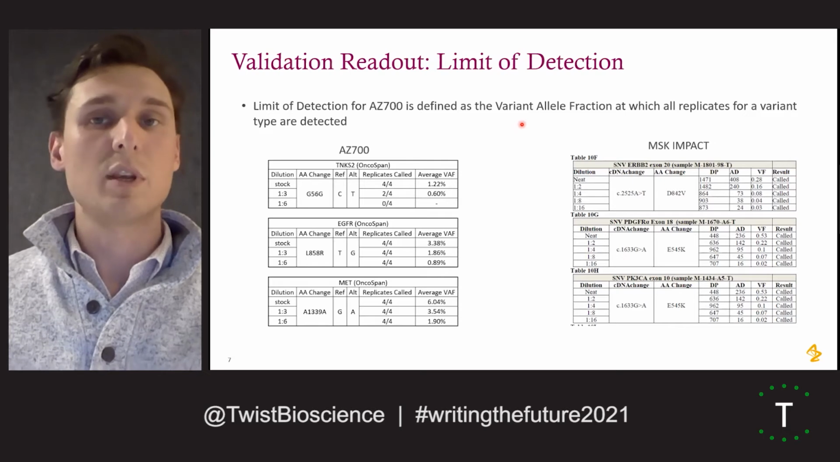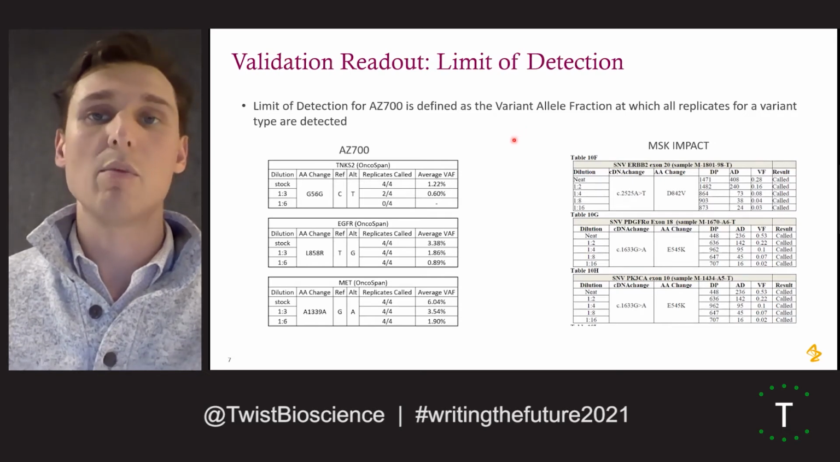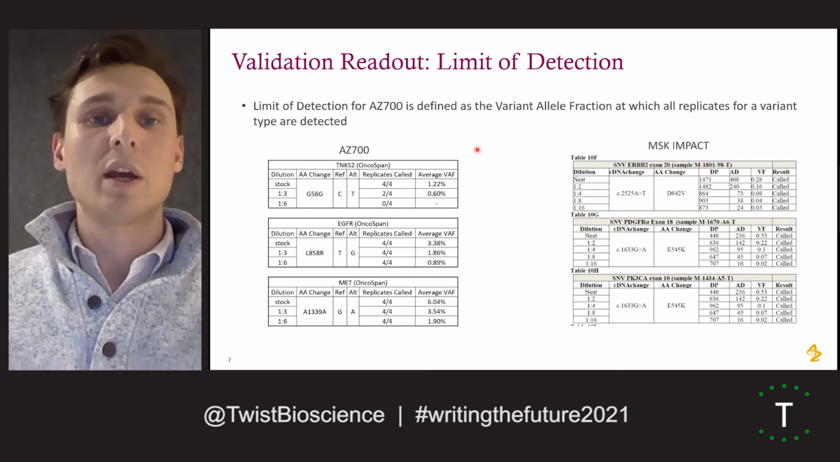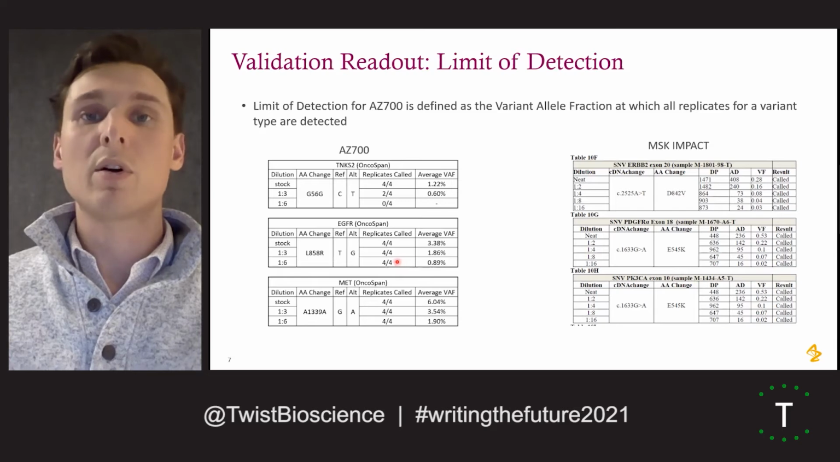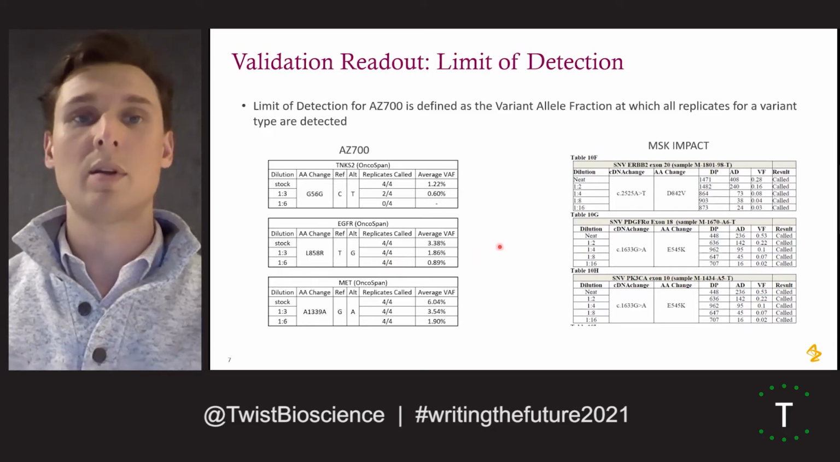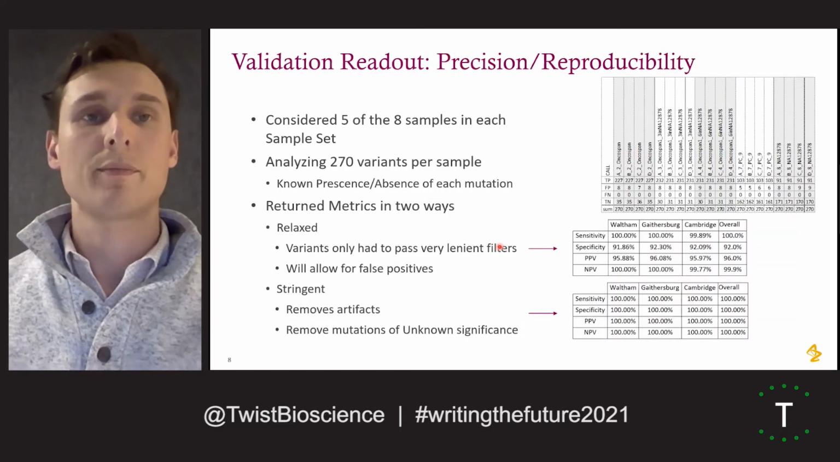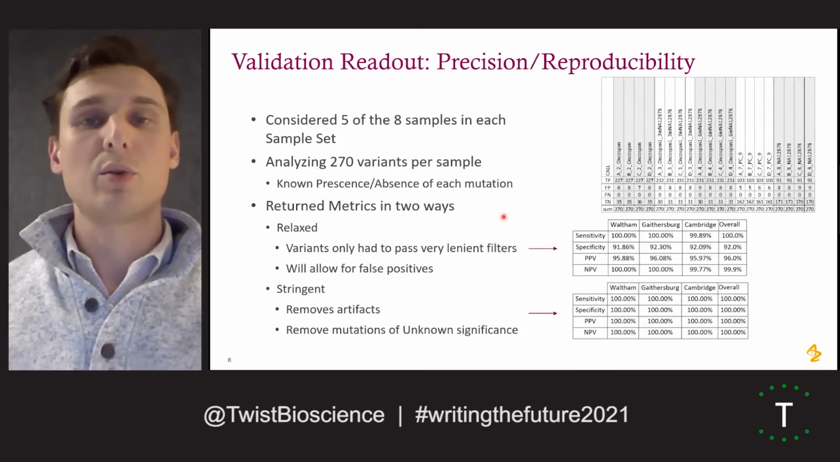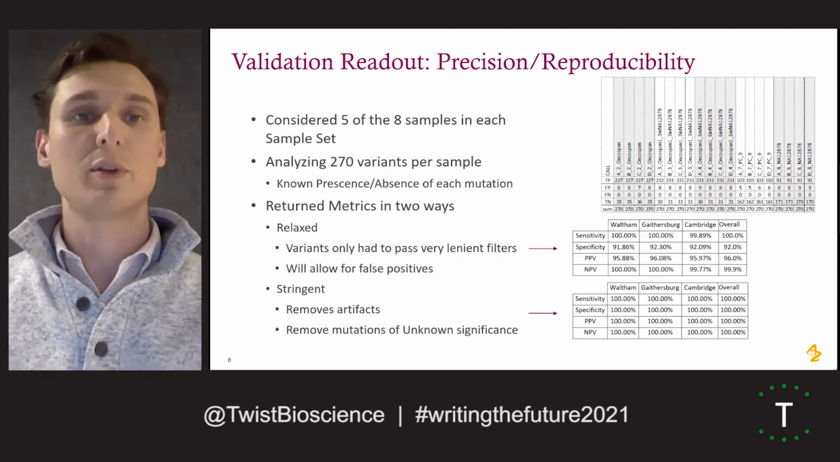So you can see we generated an output similar to the MSK IMPACT limit of detection table, and you can see at 0.89% is where we were able to robustly call all 4 replicates. So we also created the precision and reproducibility metrics.